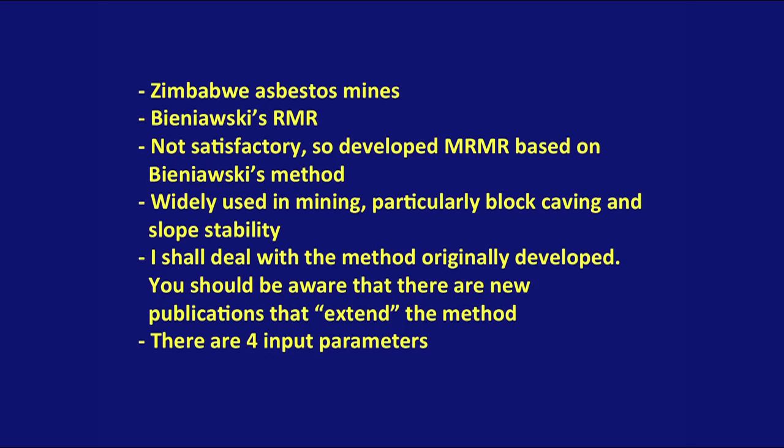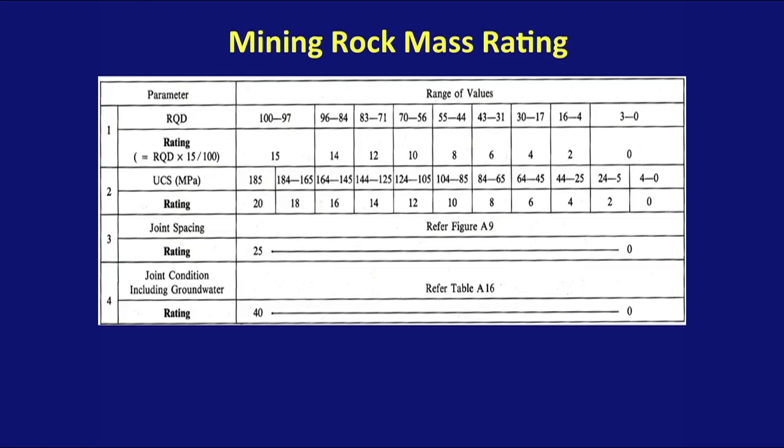I shall deal with the method originally developed. There have been some extensions to the method, and you should be aware of that. And if you're going to be a serious rock mass classification user, you should actually look into that. There are 4 input parameters. These are RQD, the rock quality designation, and Laubscher allocates a value of points rating of 15 to that. The second is the UCS of the rock, uniaxial compressive strength.